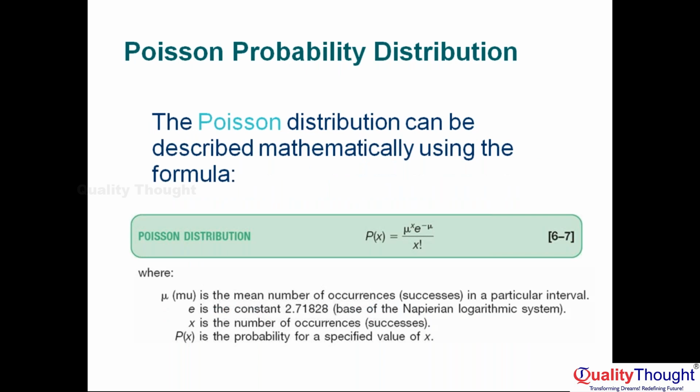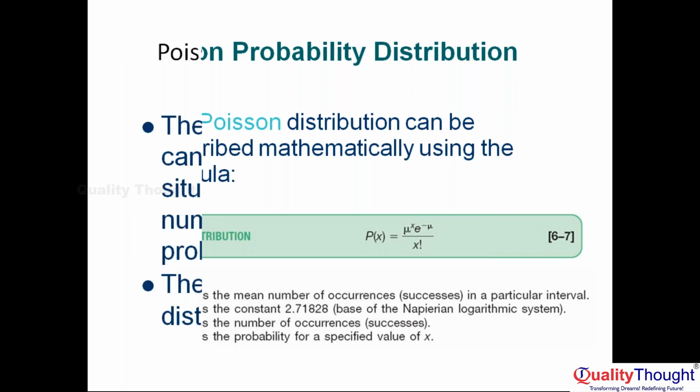Mu power x into e power minus mu, where e represents the constant 2.71. We know that is the Neperian logarithmic system, according to which e is equal to 2.71. Next, mu represents the mean number of occurrences or successes, where x is the number of occurrences, and p of x is the probability of a specified occurrence or specified success. So p of x is mu power x into e power minus mu divided by x factorial.